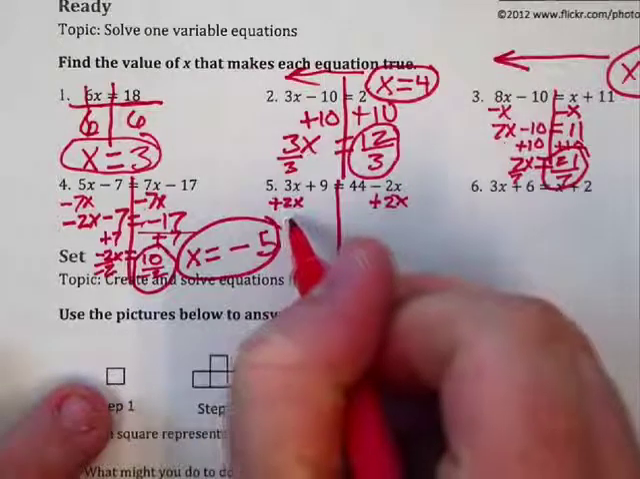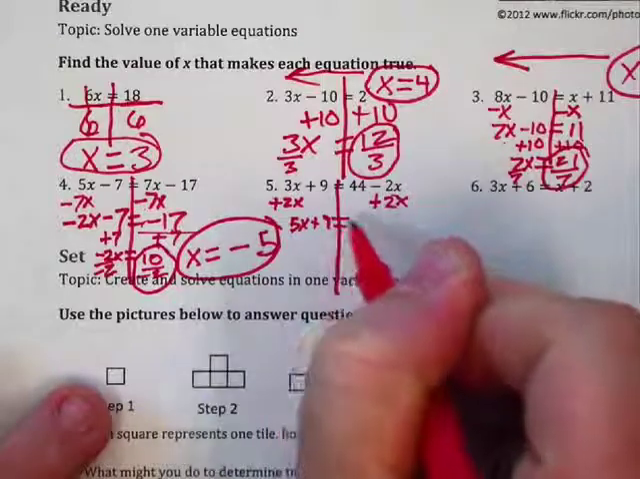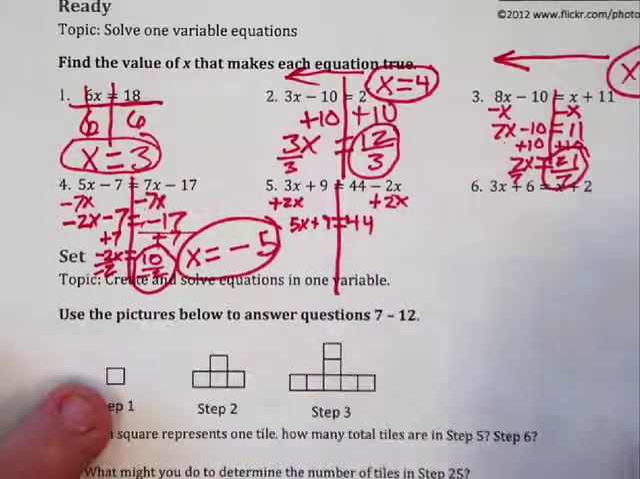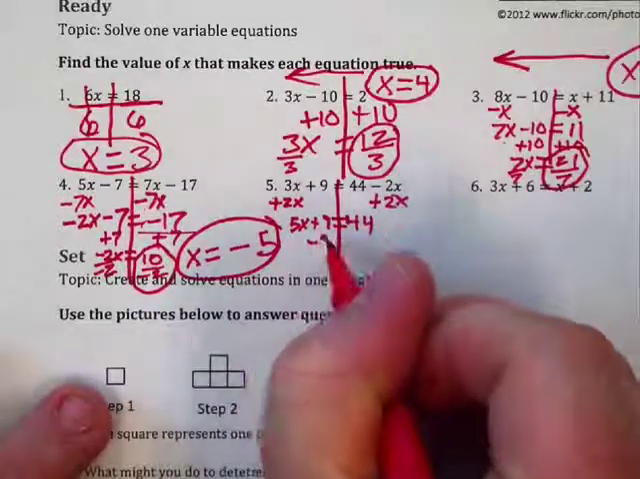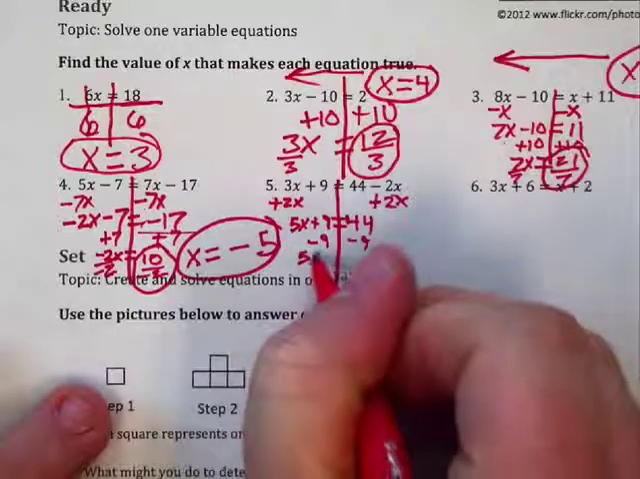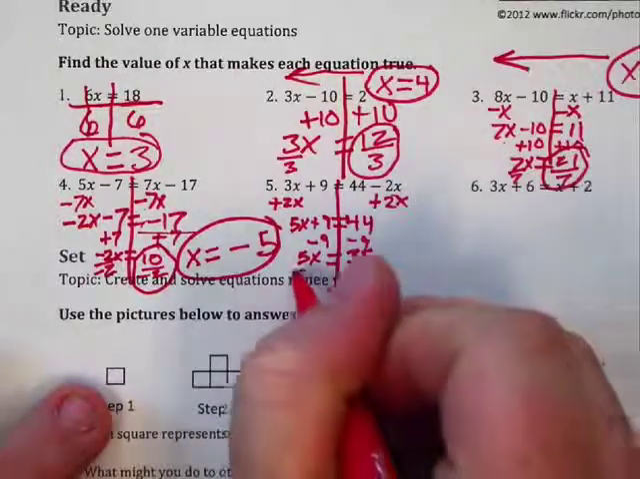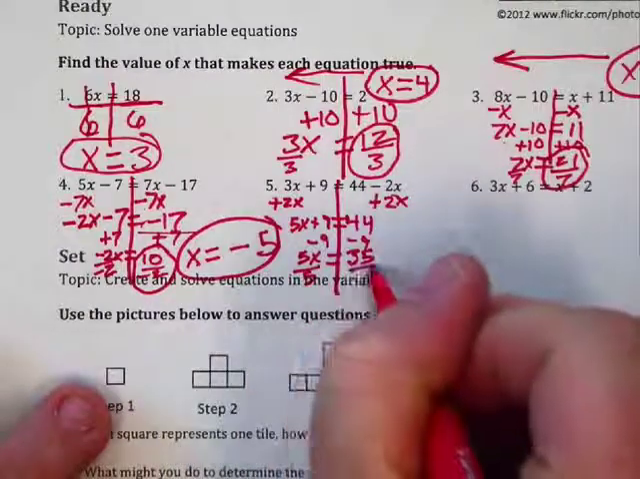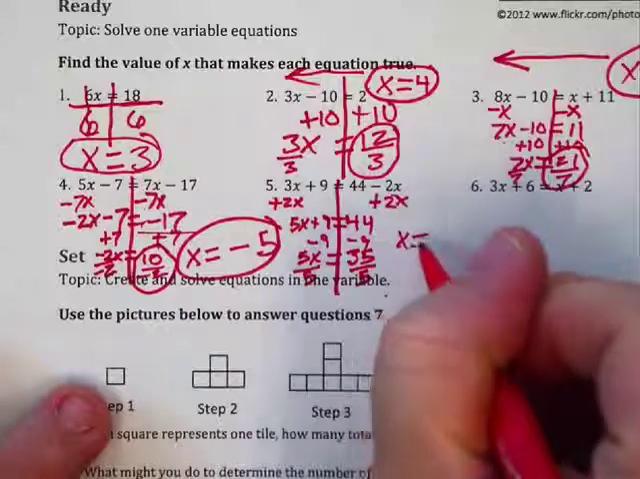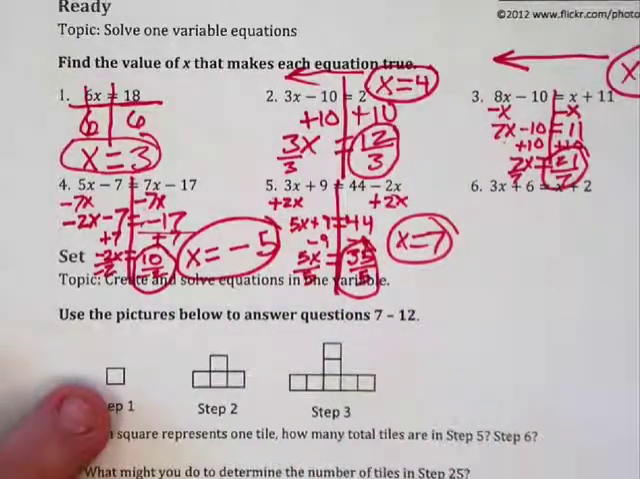And we are left with 5x plus 9 equals 44, and then the plus 0, but we don't need to write that. Now we're going to subtract 9, and then we have 5x equals 35, and divide by 5, because we want the x by itself. That gives us x is 7, or you can just circle the 35 over 5.